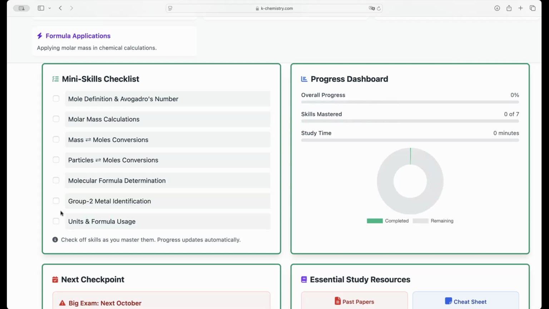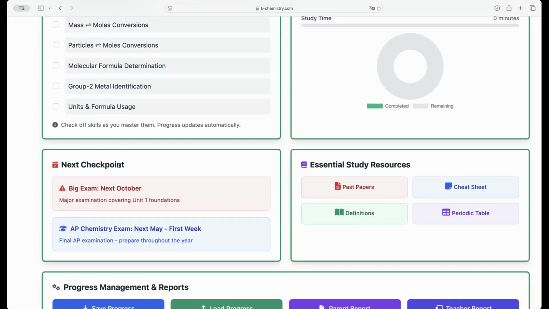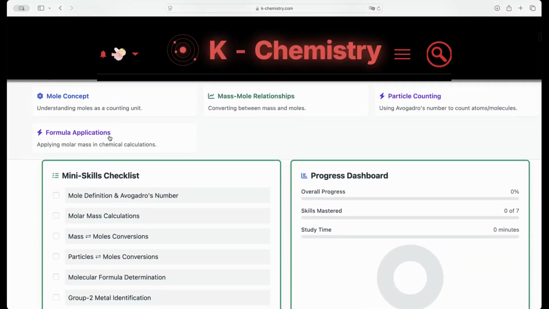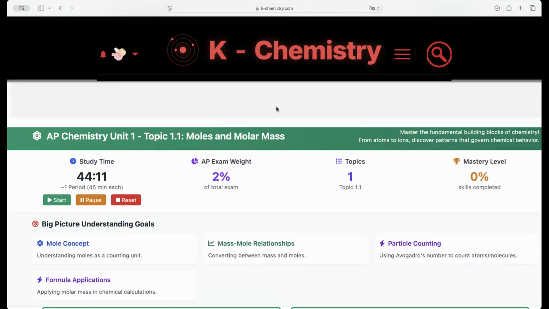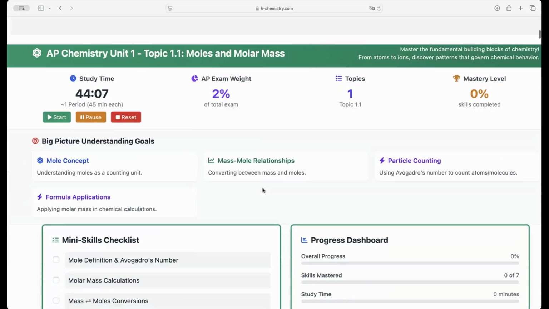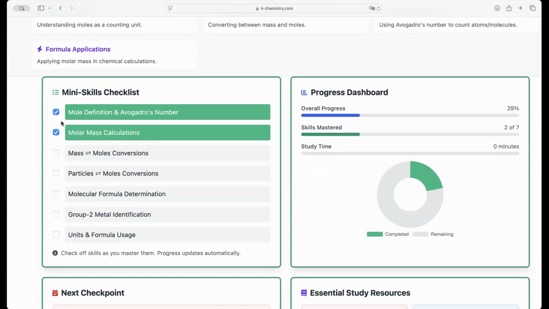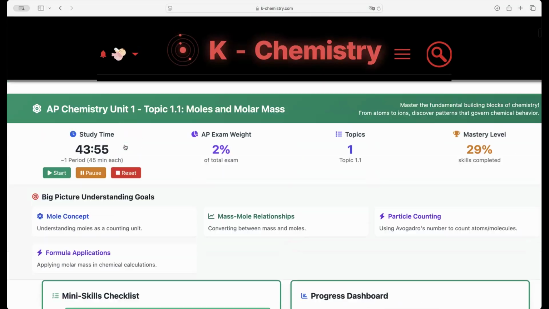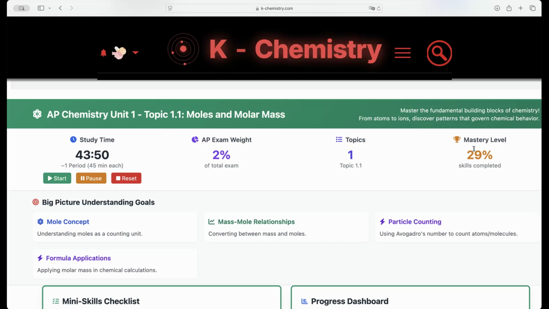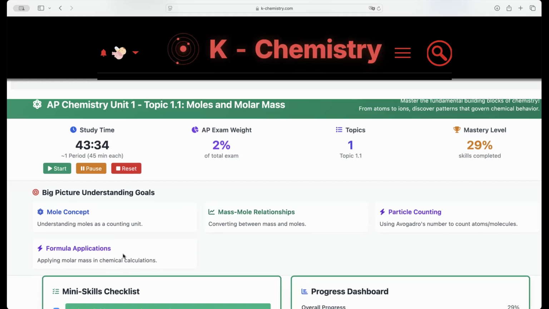You don't just check them all at once, you check them after every one you have finished. So I'll show how we do this. Here my mastery level for this topic is still 0%. As I check the ones that I am done with, like the mole definitions and the molar mass calculations, it will show what my mastery level is right now. Today in our lesson, we'll cover the mole concepts, the mass-mole relationships, particle counting, and formula applications.